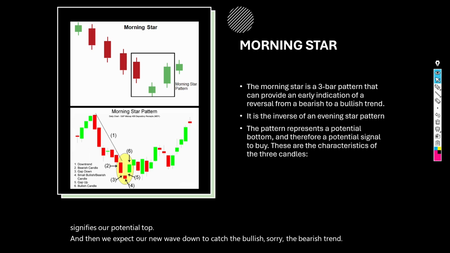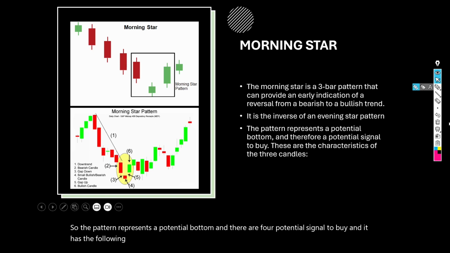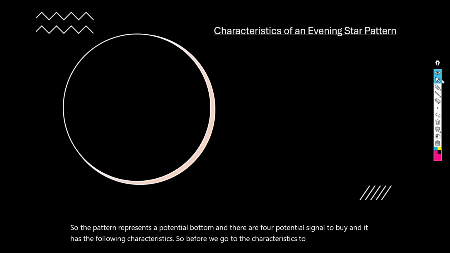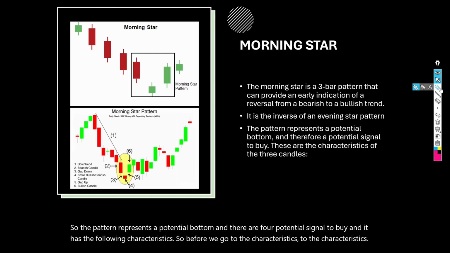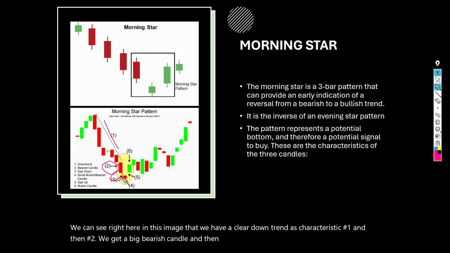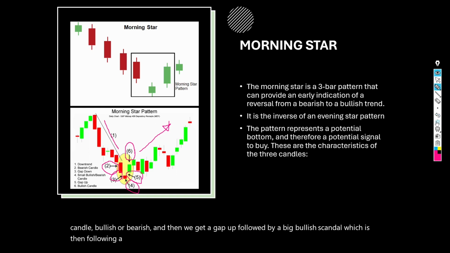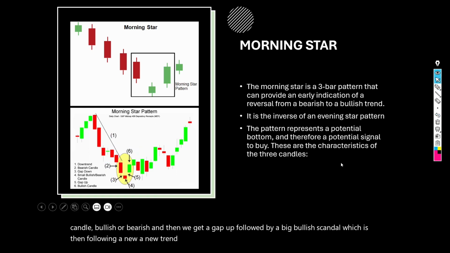So the pattern represents a potential bottom and therefore potential signal to buy, and it has the following characteristics. Before we go to the characteristics, we can see right here in this image that we have a clear downtrend as characteristic number 1, and then number 2 we get a big bearish candle, number 3 we get a gap down, number 4 we get a small candle, bullish or bearish, and then we get a gap up followed by a big bullish candle, which is then following a new trend. Okay, so let us look at the characteristics.